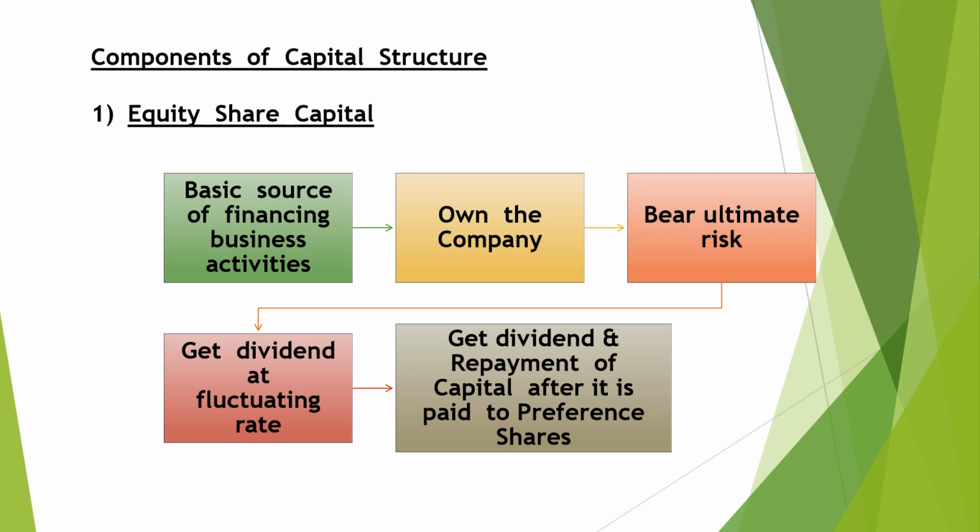Equity shareholders get the repayment of their capital amount at the time of liquidation only after the amount is repaid to the preference shareholders, which means that equity shareholders are given dividend only when the dividend is paid to the preference shareholders. Not only that, even when it comes to the repayment of equity capital at the time of liquidation, it is the preference shareholders who enjoy priority over receiving this amount before any amount is paid to the equity shareholders.